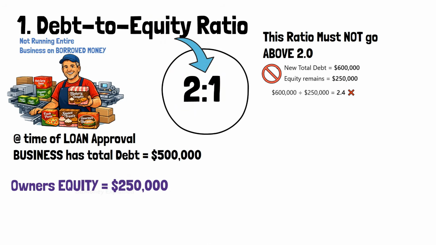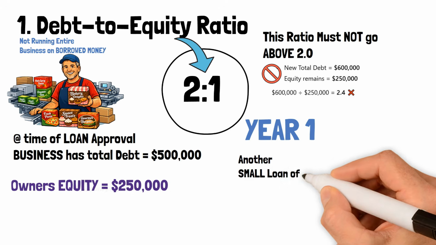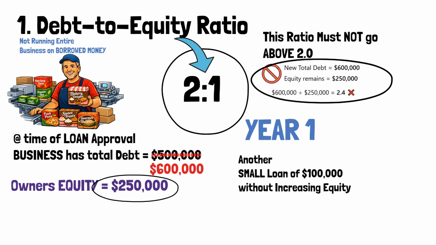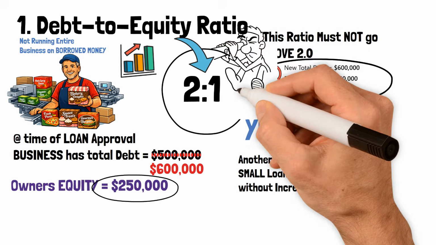In the first year, the owner takes another small loan of $100,000 without increasing equity. Now, total debt becomes $600,000, while equity remains the same. The new ratio becomes 2.4, which breaks the covenant. Even though sales are growing, the bank now sees higher risk.